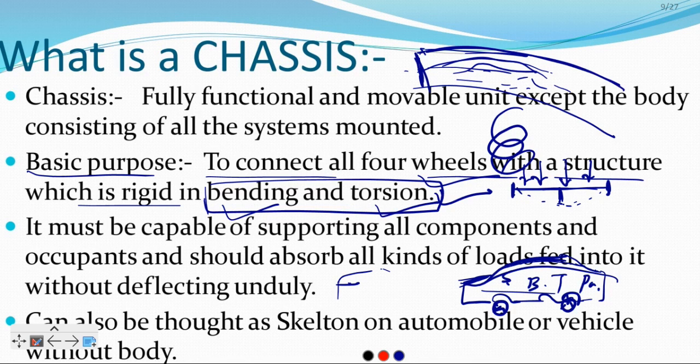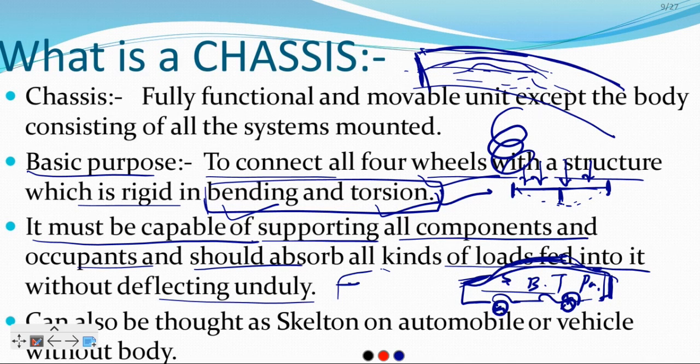So our mechanical portion, our frame, should be able to withstand the desired bending and torsion moments. And next, it must be capable of supporting all components and occupants and should absorb all kinds of load without deflection and delay. This one is the most important, I'll say. The basic purpose of the frame is to withstand the load of the vehicle and the load of goods or passengers. Everything is transferred to the wheels and further to the ground with the help of the frame only. So it must be capable of supporting all the loads of the components, passengers or goods, whatever it is.